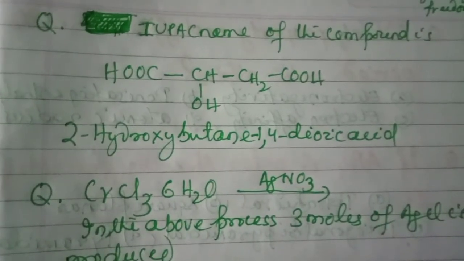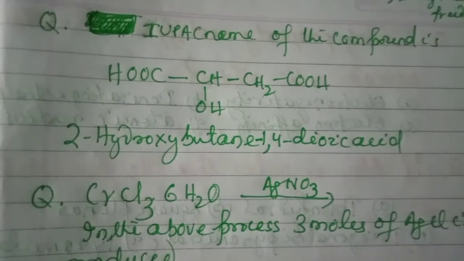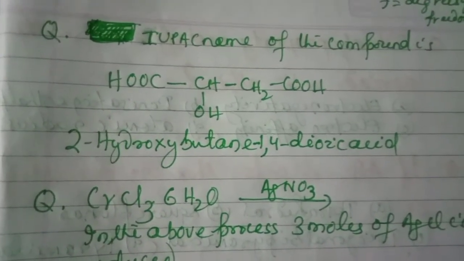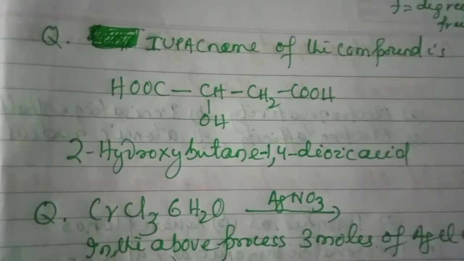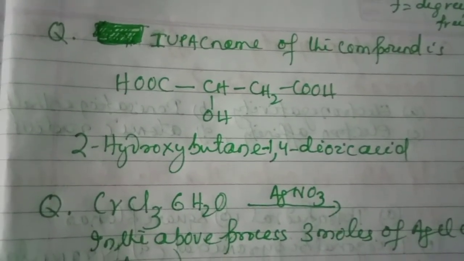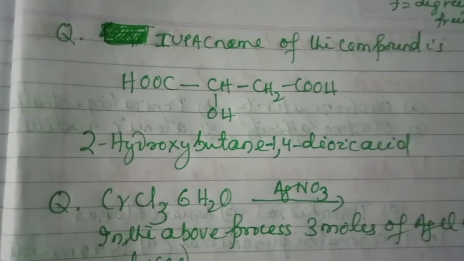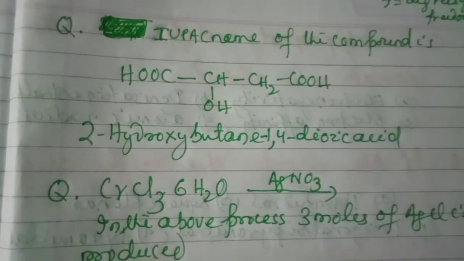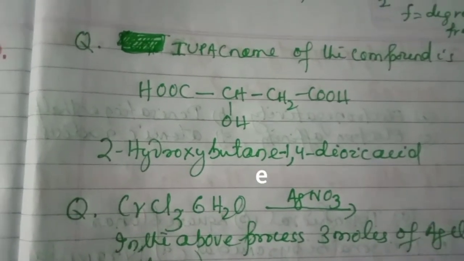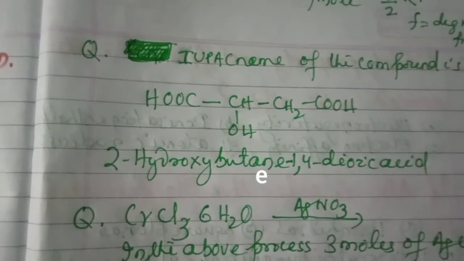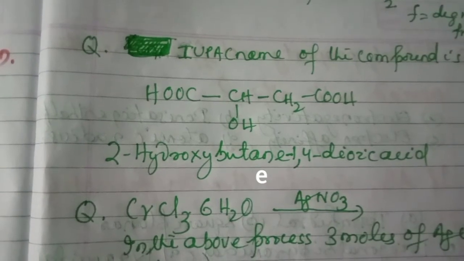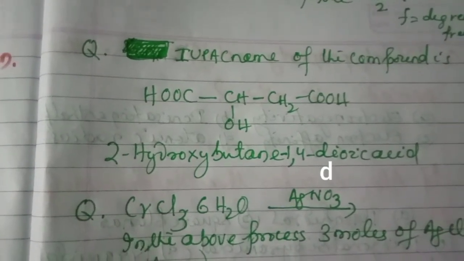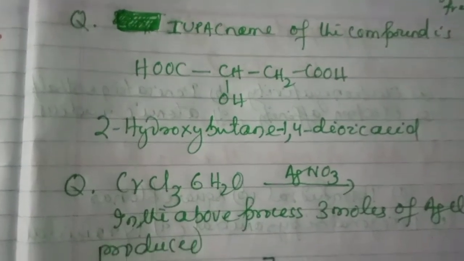IUPAC name of the compound. Yes, carboxylic acid is the principal functional group. So you can do the numbering from the left side, 1 2 3 4, that is 2-hydroxybutane-1,4-dioic acid. The e of butane will not be cancelled because e is followed by the consonant d of di. So the correct IUPAC name is 2-hydroxybutane-1,4-dioic acid.